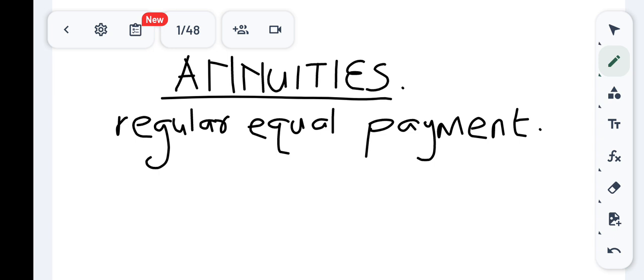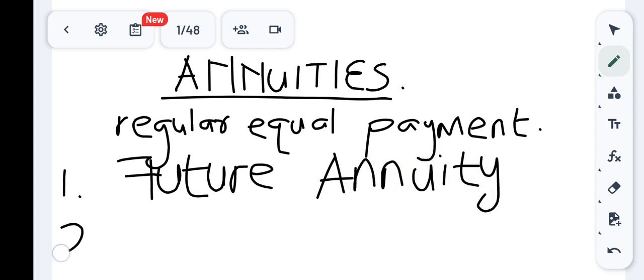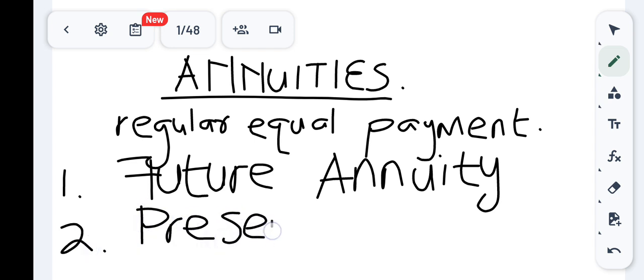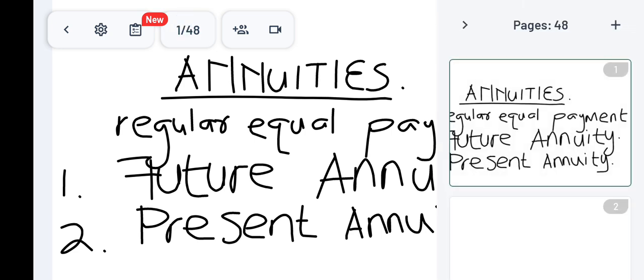So here we have two main types of annuities. That is future annuity and also present annuity. Okay, future annuity and present annuity. This is what we are going to talk about in this lesson. So let's start with future annuity.